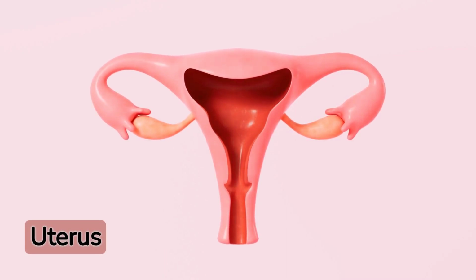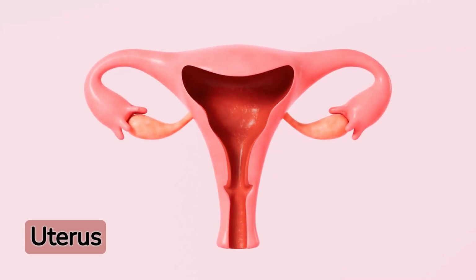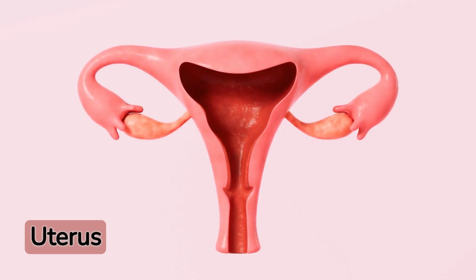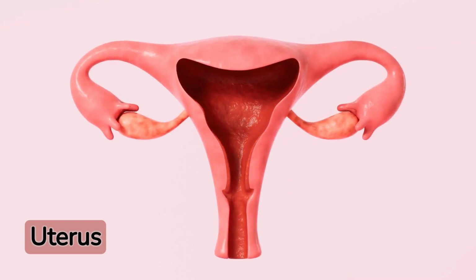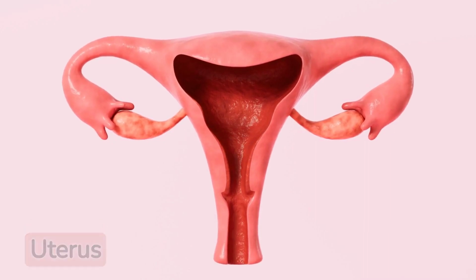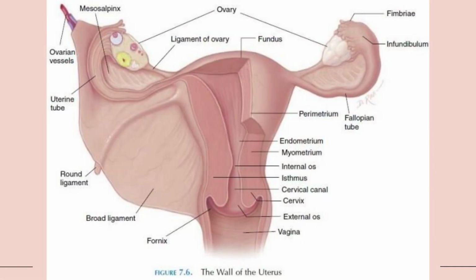The uterus, also known as the womb, is a pear-shaped muscular organ located in a woman's pelvis. Its main function is to house and nourish the fetus during pregnancy. The wall of the uterus is made up of several layers, each with specific functions. The endometrium is the innermost layer of the uterus. It is a highly vascularized and glandular mucosa that undergoes cyclical changes in response to hormones during the menstrual cycle. If pregnancy does not occur, the endometrium is shed during menstruation.